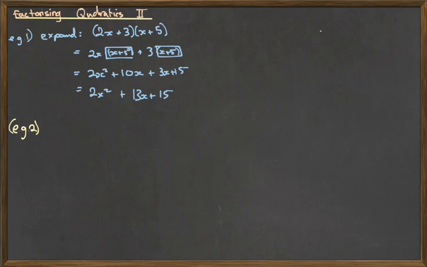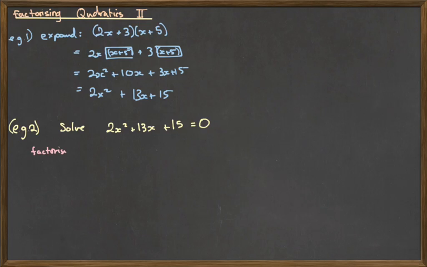Okay, so the next question then, it's going to be fairly similar. Solve 2x squared plus 13x plus 15 is equal to 0. Now this is similar to the previous video, but the quadratic is just slightly more complicated. We've got that 2 before the x squared, which changes things just very slightly. The method is still the same though.